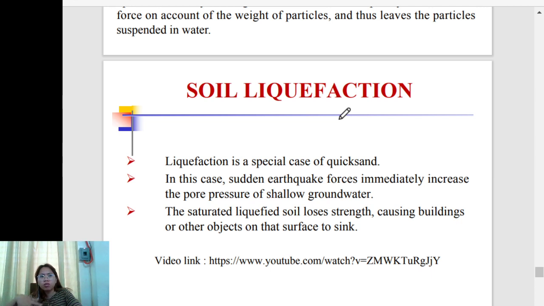The soil moves because of the earthquake. So it is triggered underneath, and if the soil is silty sand or fine sand, it has a tendency to liquefy, with grabe ang movement, and it cannot support the structure. The saturated liquefied soil loses strength, causing buildings or other objects on that surface to sink.